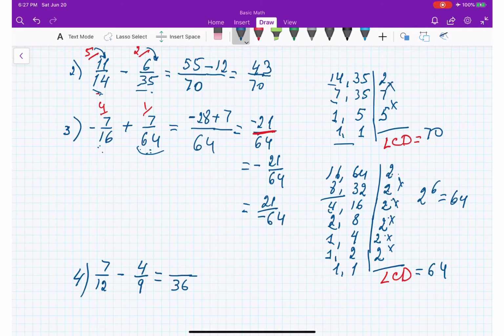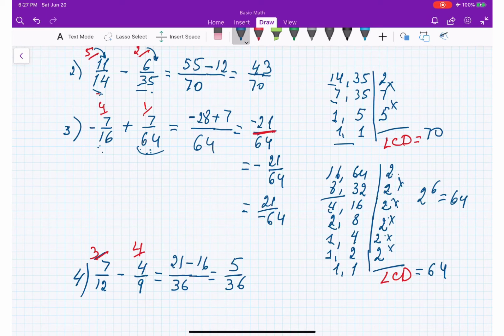So 36 divided by 12 is 3. 36 divided by 9 is 4. So 3 times 7 is 21, and 4 times 4 is 16. 21 minus 16 is 5 over 36.